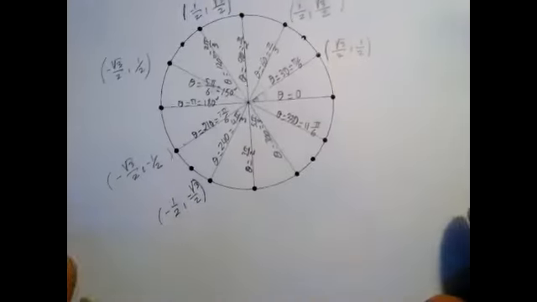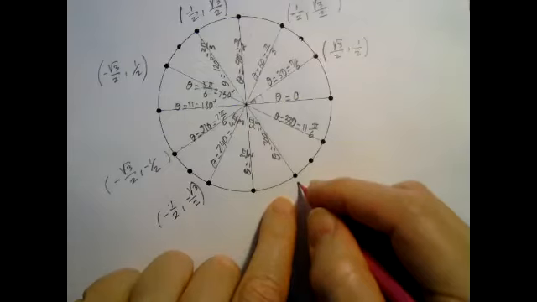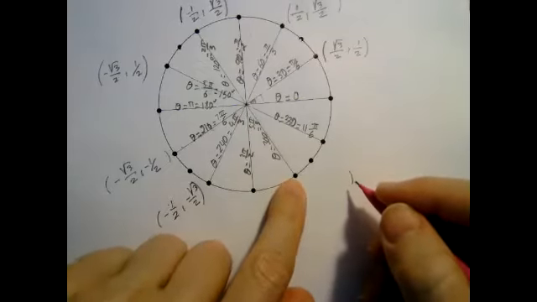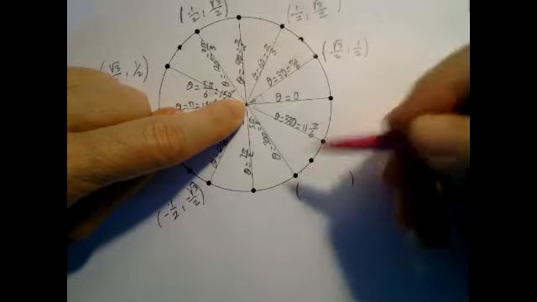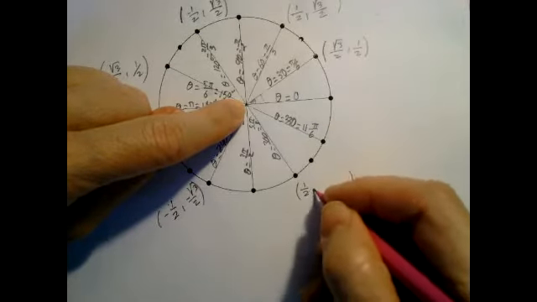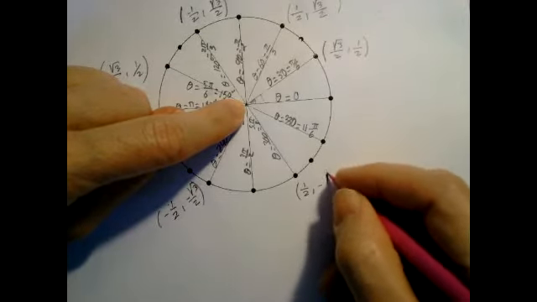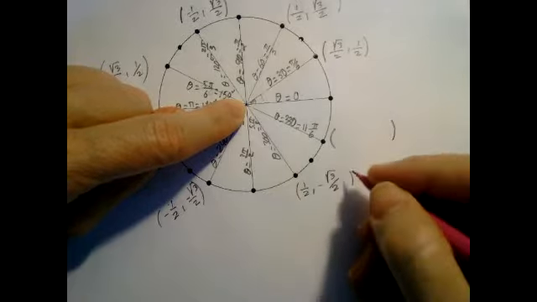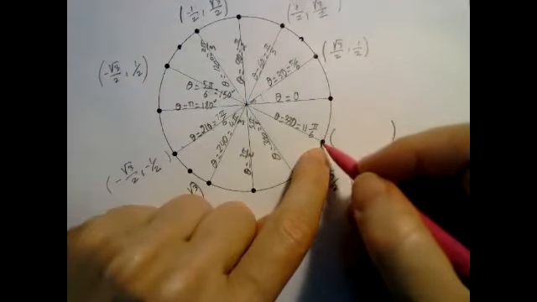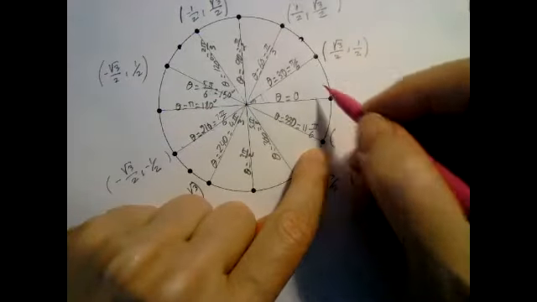And then finally here for the 300, this is usually the one I like to refer to. The x coordinate is positive, and this one should be minus the square root of 3 over 2. And finally, this famous one, the x coordinate is the same.